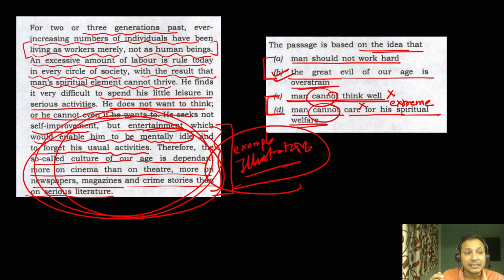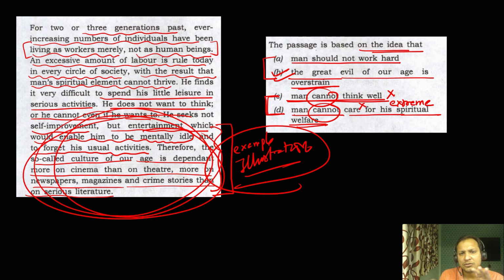So in the beginning, if you read, what is the passage talking about? The passage is talking about man is merely a worker. Man is not a human being. This means what? Man is only looking at one dimension, which is the economic dimension, where he is exchanging his labor for money, but he is not getting any time for spiritual growth. And spiritual growth will only come with some serious activities. But right now, since he is overworked, whatever little time he is left with, he is doing entertainment. Okay, so this is the theme of the passage. So we get the answer option B.